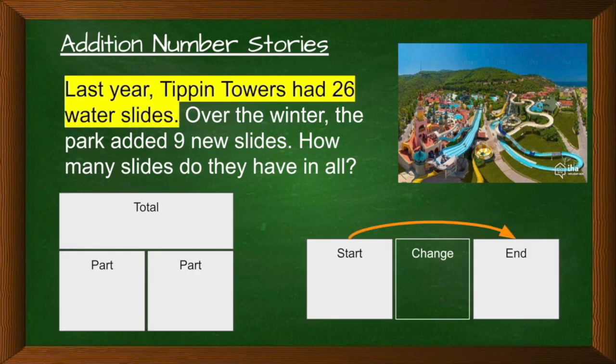Let's look at our first sentence. Last year, Tippin Towers had 26 water slides. Is there any important math information in that sentence that might help me to solve the problem? In this case, I think yes. 26 water slides. I'm going to take the 26 water slides and make that the first part, or the start, depending on the diagram I choose to use.